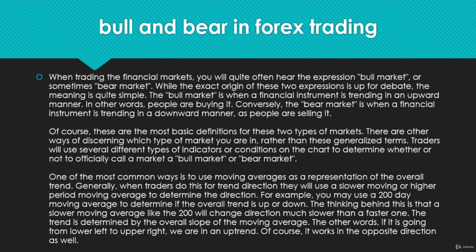One of the most common ways is to use moving averages as a representation of the overall trend. Generally, when traders do this for trend direction, you will use a slower moving or higher period moving average to determine the direction. For example, you use a 200-day moving average to determine if the overall trend is up or down. The thinking behind this is that a slower moving average like the 200 will change direction much slower than a fast one. The trend is determined by the slope of the moving average. In other words, if it's going from lower left to upper right, we are in an uptrend. Of course, it works in the opposite direction as well.